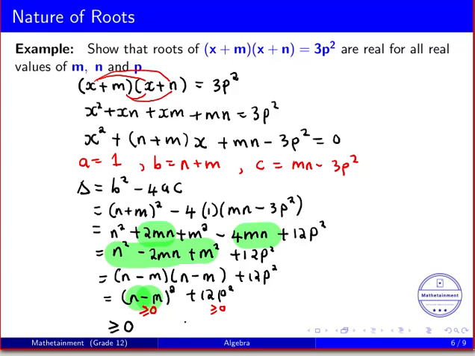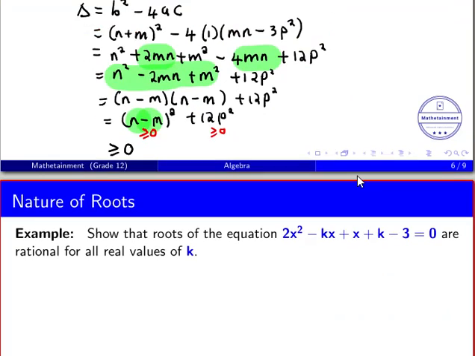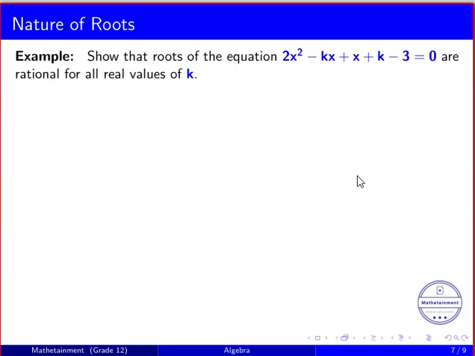This confirms that the roots of this equation are real. No matter what values of n, m, and p are, the roots of this equation will always be real, because we have proved that the discriminant is always greater than or equal to 0. That's what was required from us here. Let's look at the next example.